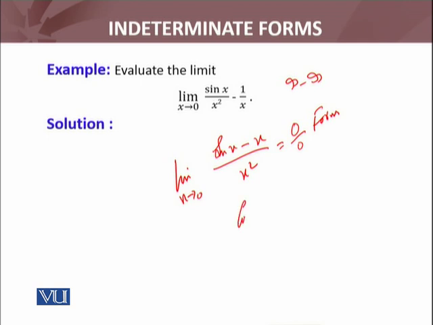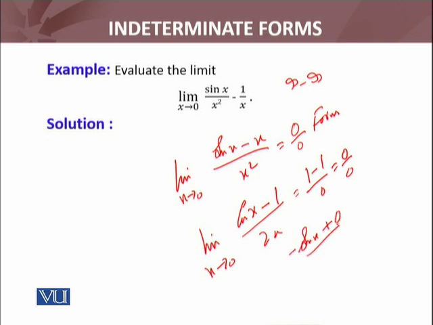Apply L'Hopital's rule. The derivative of sin x is cos x minus 1, and the derivative of x square is 2x. Now this is the limit according to L'Hopital's rule. Once again, as x approaches 0, it will be 1 minus 1 over 0. Once again 0 by 0 form. So we have to apply L'Hopital's rule repeatedly. The derivative of cos x is minus sin x, the derivative of the constant is 0, and of 2x is 2. So that will be limit x approaches 0. So the limit of that function in fact equals 0 divided by 2, which is 0. So the limit of that function will be 0.